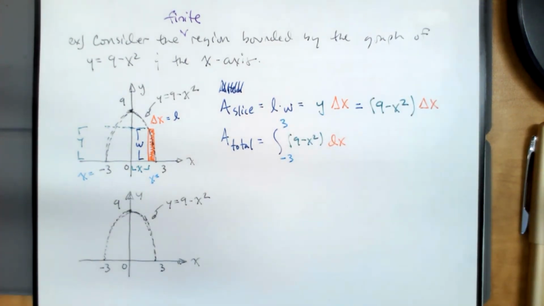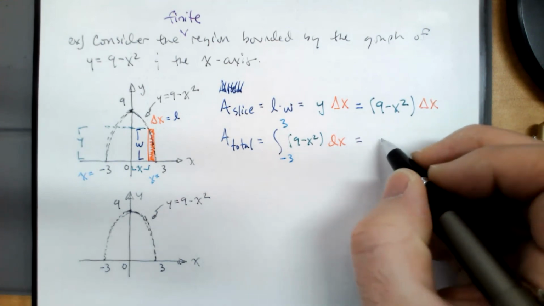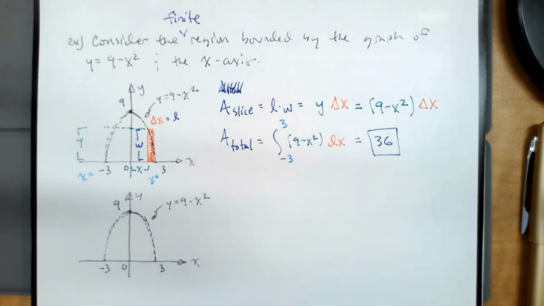So our total area will be the integral from negative 3 to 3, which will be 36, because previously we had 1/2, this is 18. So two of them is going to be 2 18s, 2 16, 36. 40 negative 4.